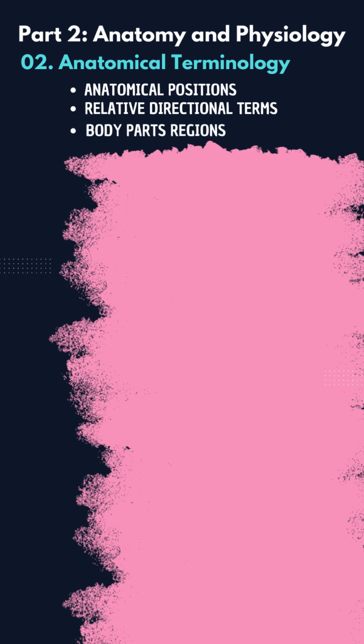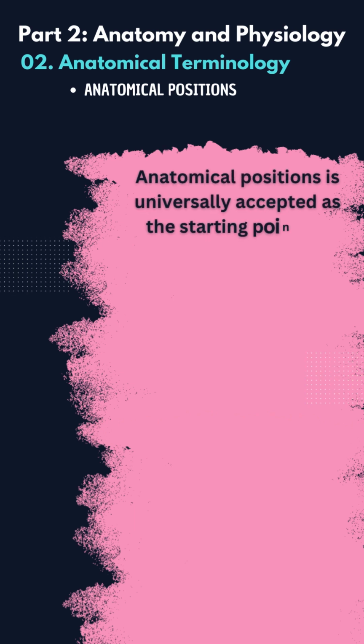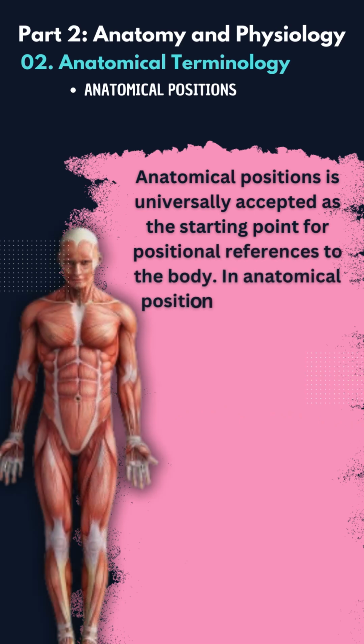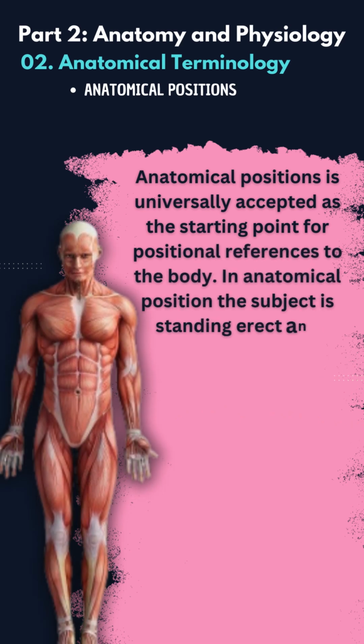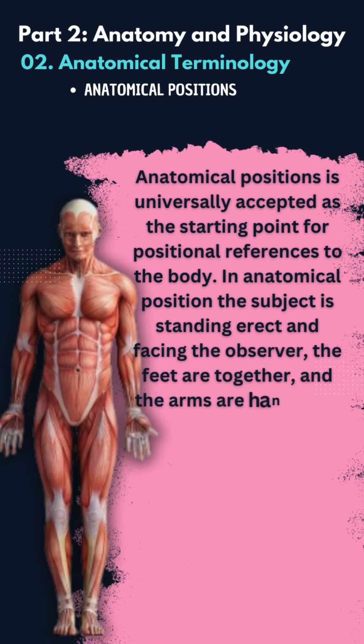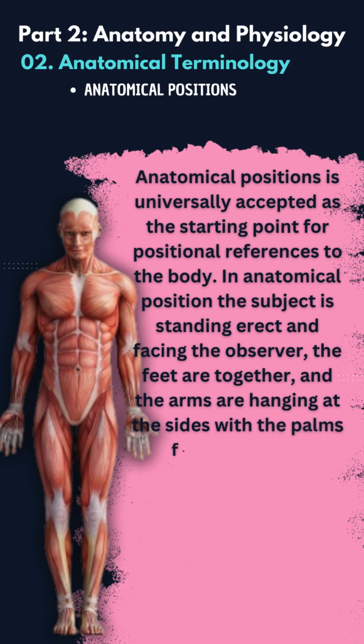So now what is an anatomical position? The anatomical position is universally accepted as the starting point for positional references to the body. In anatomical position, the subject or individual is standing erect and facing the observer, the feet are together, and the arms are hanging at the sides with the palms facing forward, as shown in the image.